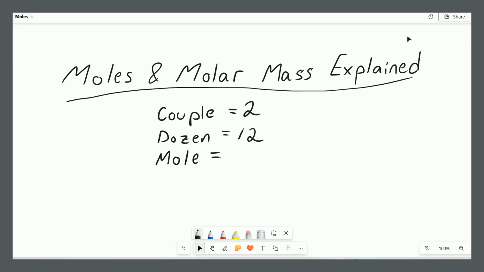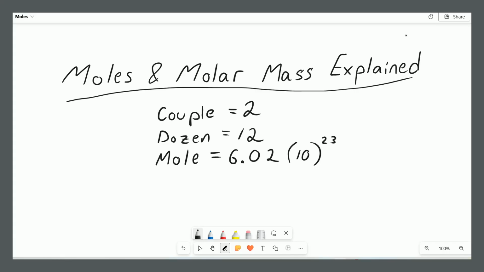Like a couple is 2 and a dozen is 12, well, a mole is approximately 6.02 times 10 to the power of 23. It's a huge number. It's just over 6 followed by 23 zeros. And this number is called Avogadro's number, or Avogadro's constant, named after the scientist Amedeo Avogadro.